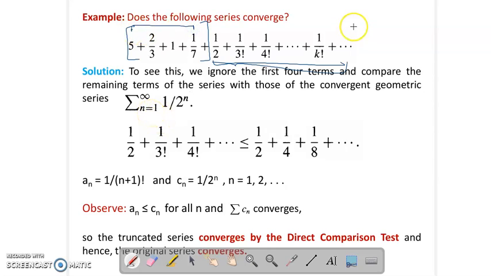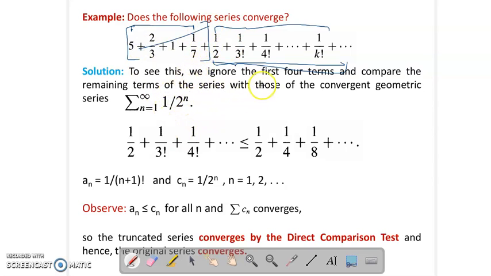Why are we ignoring that? Because the behavior of the series depends upon the tail of the series. If this tail converges, then adding four terms to that will not change the behavior of the series. If this diverges, again adding four terms to a divergent series will also not change the behavior of the series, right? So we will look for the behavior of the truncated series, out of which we are just truncating these four terms for now, and then we can add them correspondingly.